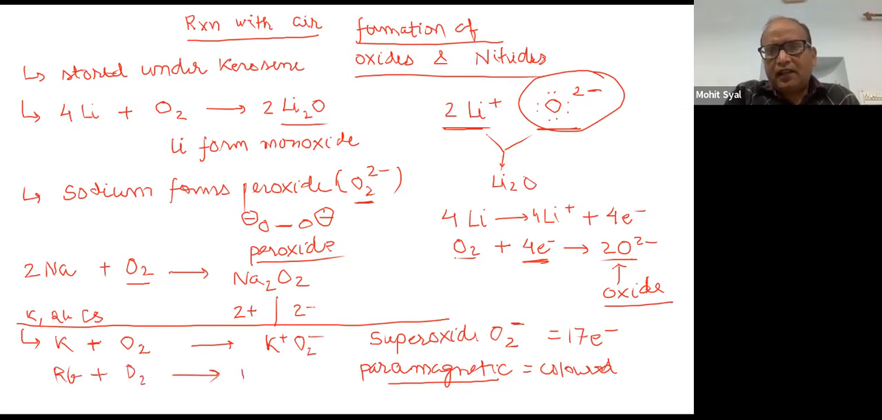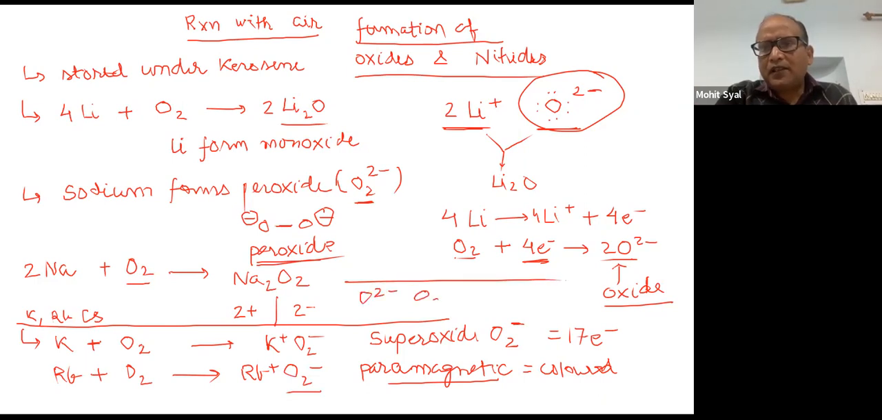So potassium is there, rubidium is there. This is Rb+ and O2-. Cesium is there. Cesium will also form superoxide, while sodium will form peroxide. Remember it in this way: oxides are O2-, peroxides are 2 oxygen with -2 charge in total, and superoxides are 2 oxygen with -1 charge. And these two will be diamagnetic.